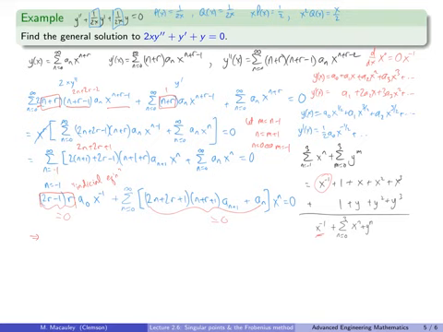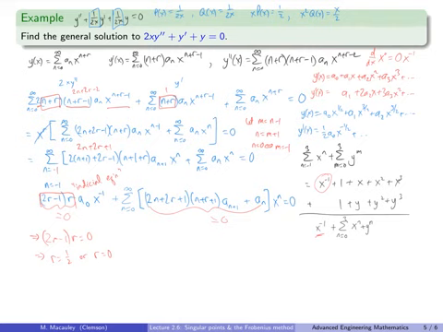So this tells us that 2r minus 1 times r equals 0. And so that tells us that r equals 1/2 or r equals 0. Tells us what r can be. r equals 0, that's a regular power series. r equals 1/2 is a generalized power series. So that's good. That tells us what r has to be.